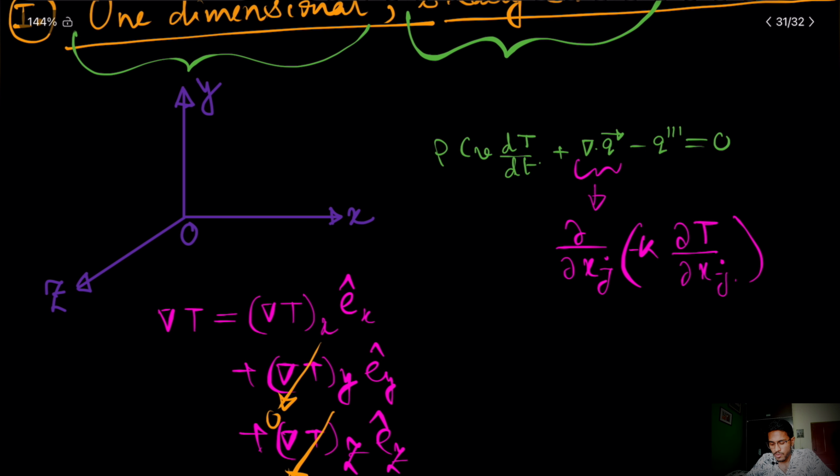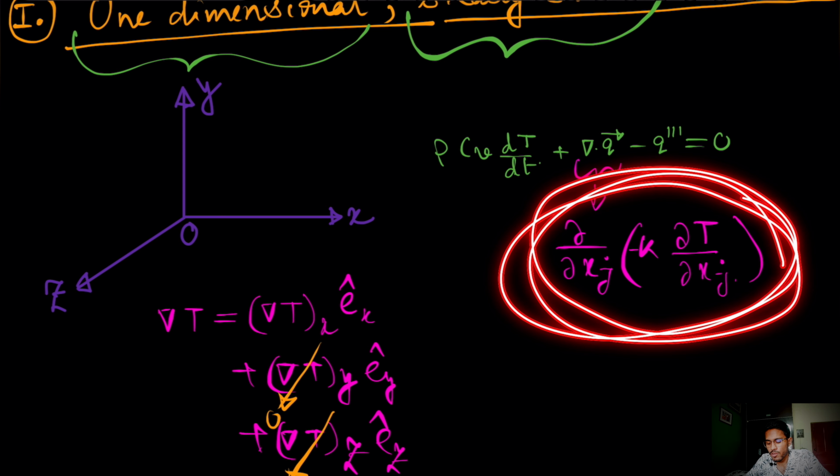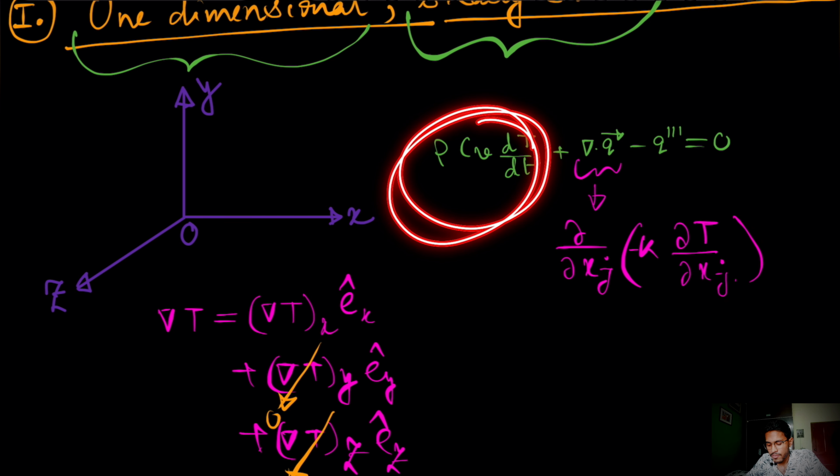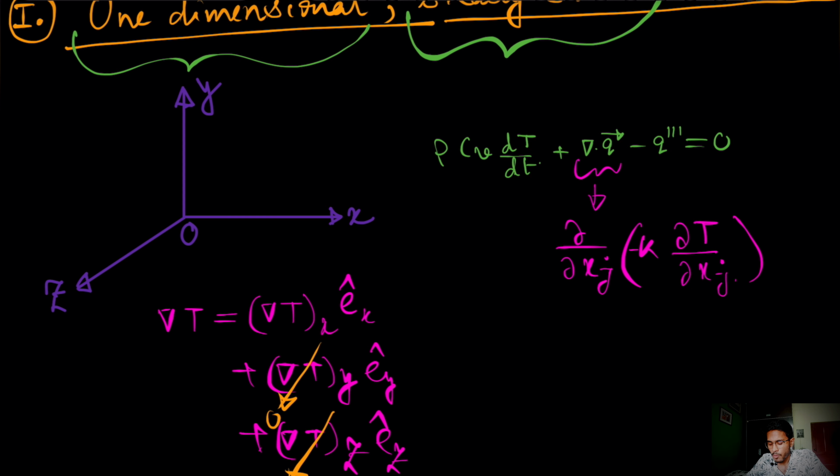So we will have this one. Now you see that here it is the gradient with respect to the space. This one is gradient with respect to the space, that is the variation of temperature with respect to the space. And this one is variation of temperature with respect to time, right?